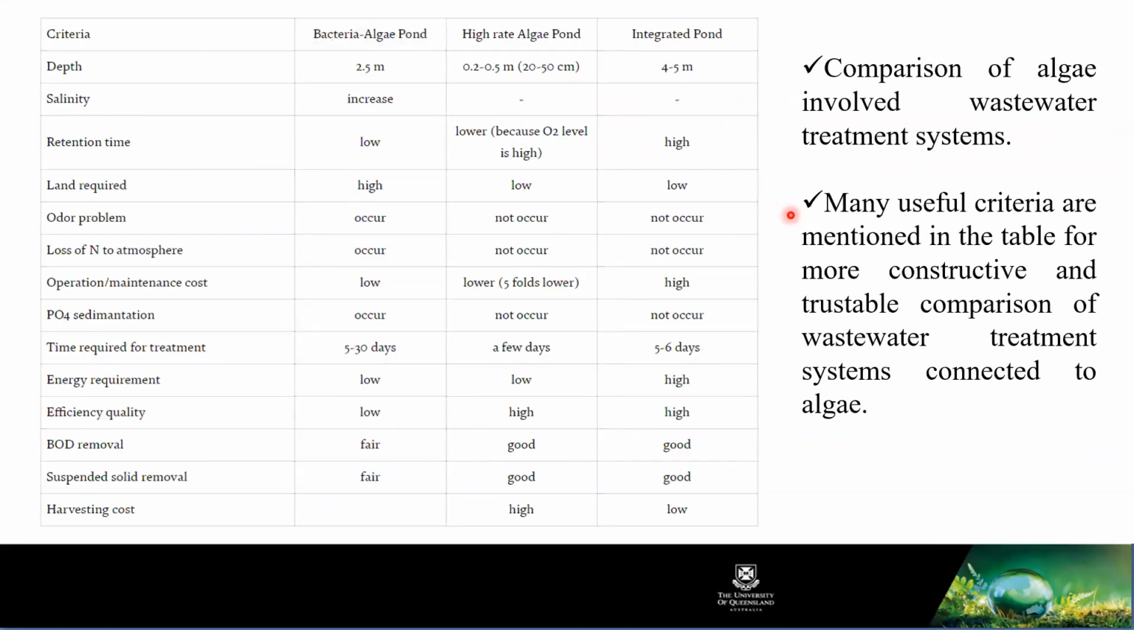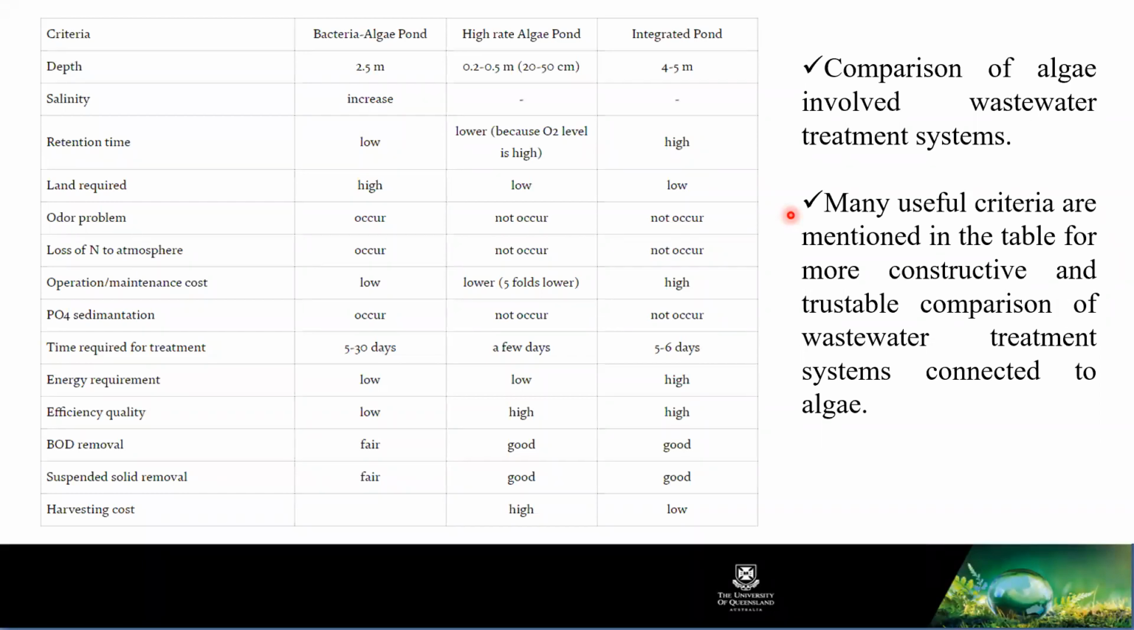So this table shows the bacterial algae pond, high rate algae pond, and integrated pond. The different parameters are listed on the left. The normal depth they use in a bacterial algae pond is 2.5 meters, whereas in a high rate algae pond it's just 0.2, a much more shallow pond. In an integrated pond, it is 4 to 5 meters. The salinity is increasing, whereas in a high rate algae pond it is not, because we are frequently topping up with water. We are controlling the evaporation rate as well. The retention time is always lower because the oxygen level is high in algae ponds.